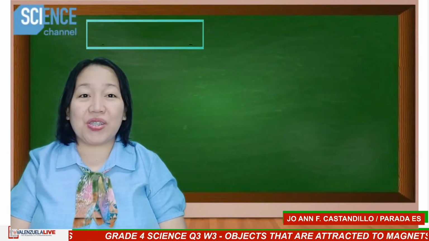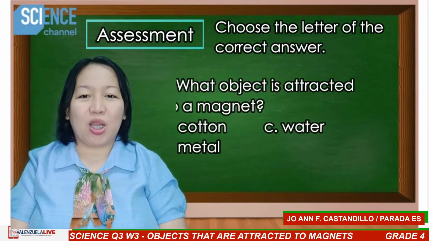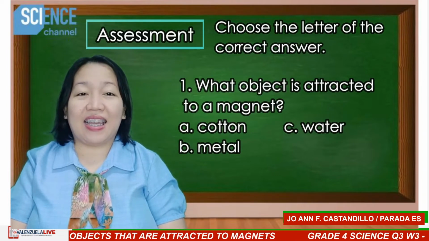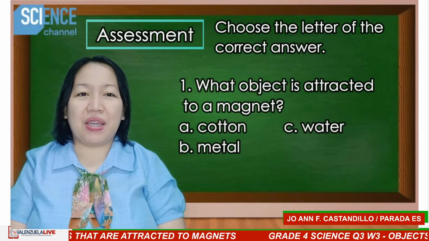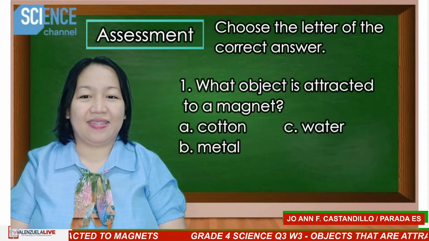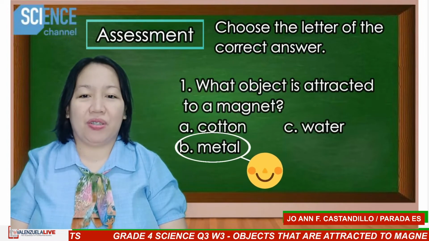Assessment. Choose the letter of the correct answer. Number 1. What object is attracted to a magnet? A. Cotton. B. Metal. C. Water. If your answer is B, bravo!